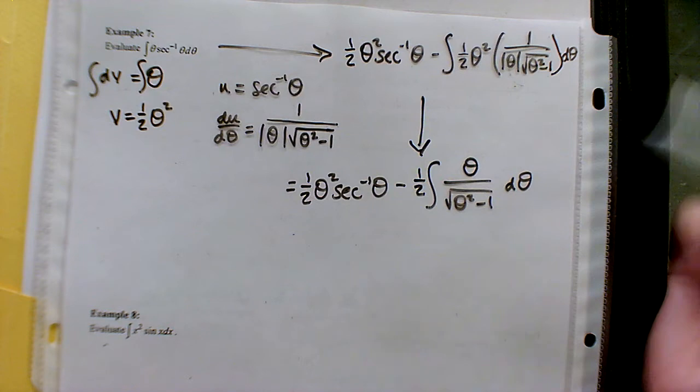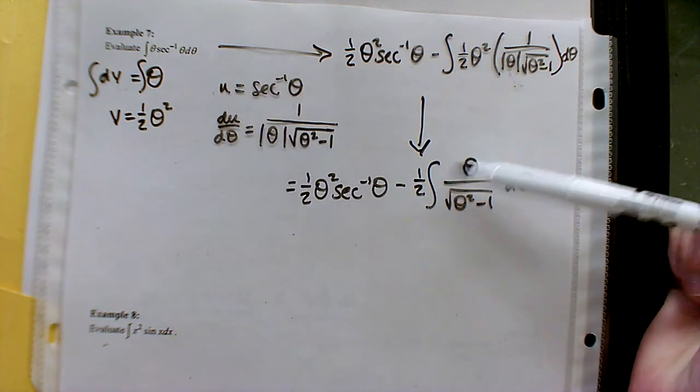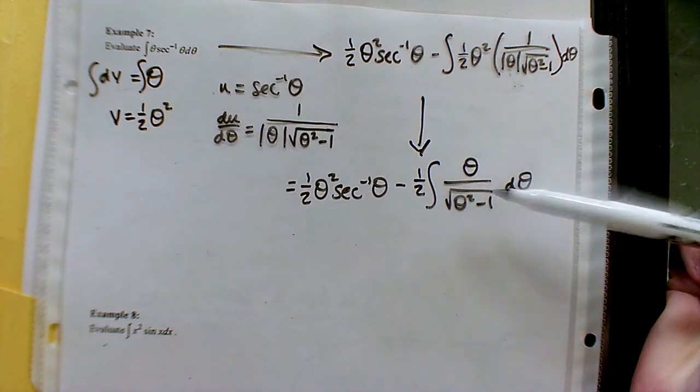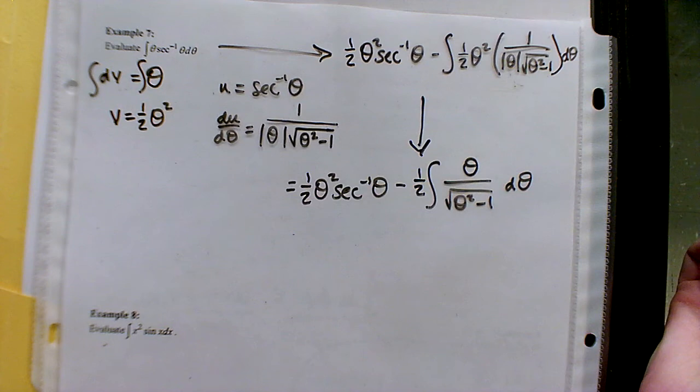So let's think of our techniques. We can't do reverse power rule because we're dividing some things together. It's not going to be another by parts because we're not multiplying things.